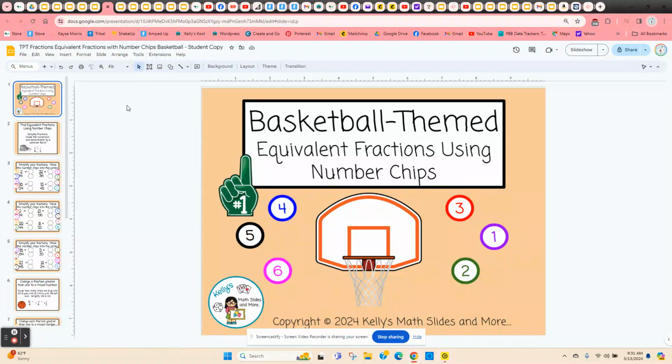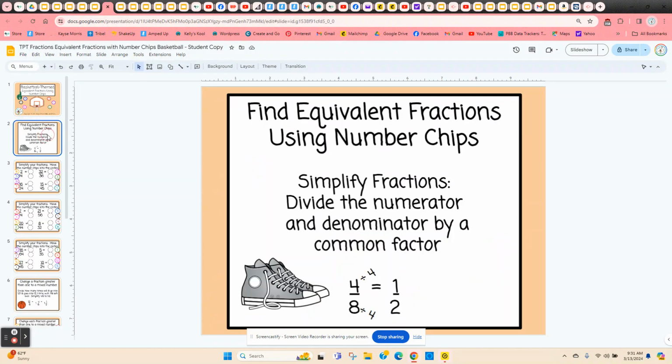Equivalent fractions using number chips. This is a digital lesson, and this one is basketball themed. So the lesson starts with explaining to students how to simplify a fraction, create an equivalent fraction with smaller numbers.